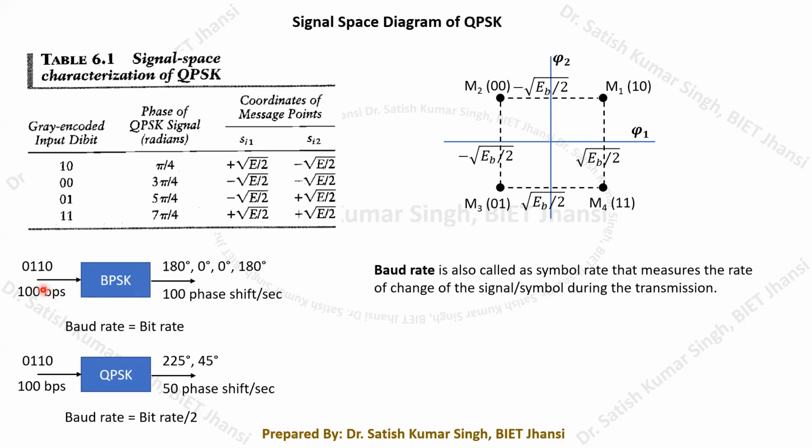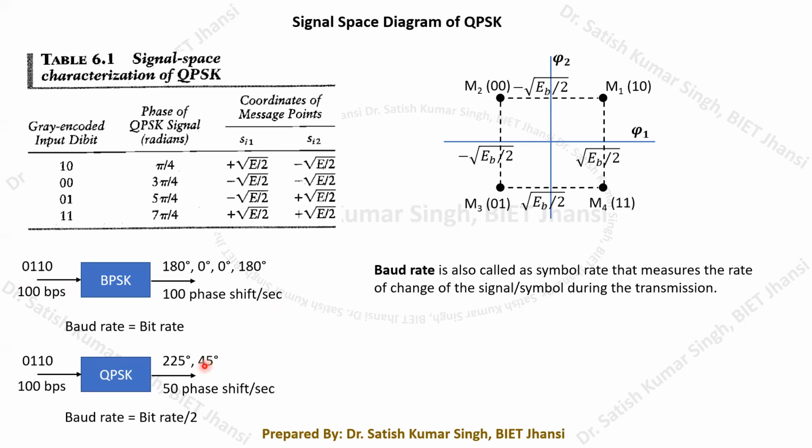Based on the binary value 0 or 1, the phase of this particular carrier is going to change based on the modulation scheme. As in this case, it is a BPSK signal. Whenever there is a 1, there will be a 180-degree phase shift. That means 0. Whenever it is 1, it is 0-degree phase shift. So what we can observe here is this: if there are 100 bits per second that we are applying to this particular BPSK system, then the corresponding phase shift will be 100 phase shifts we can observe per second.